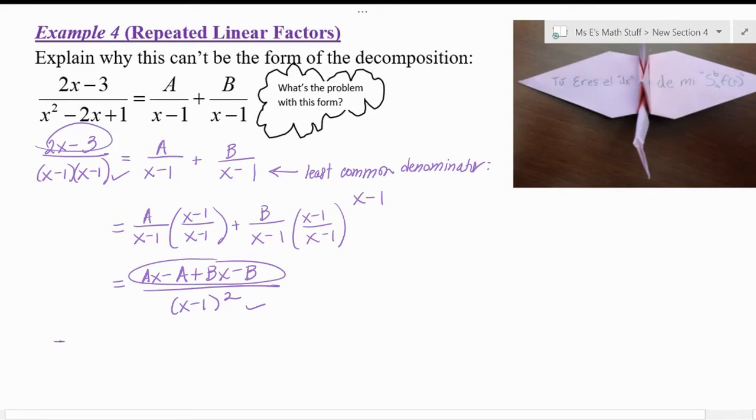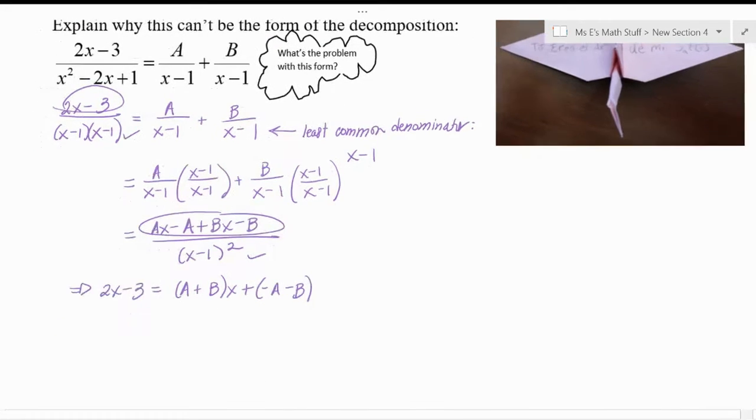So if I try to win the numerator battle and set 2x minus 3 equal to (a plus b)x plus (negative a minus b), what would I have? I'd have a plus b would have to equal 2, and the opposite of a minus b would have to equal negative 3, which, by the way, if I divide both sides of that second row by negative 1, would be saying a plus b has to equal 3. And right there, I hope you can see the problem. How can a plus b equal 2 and a plus b equal 3 at the same time?